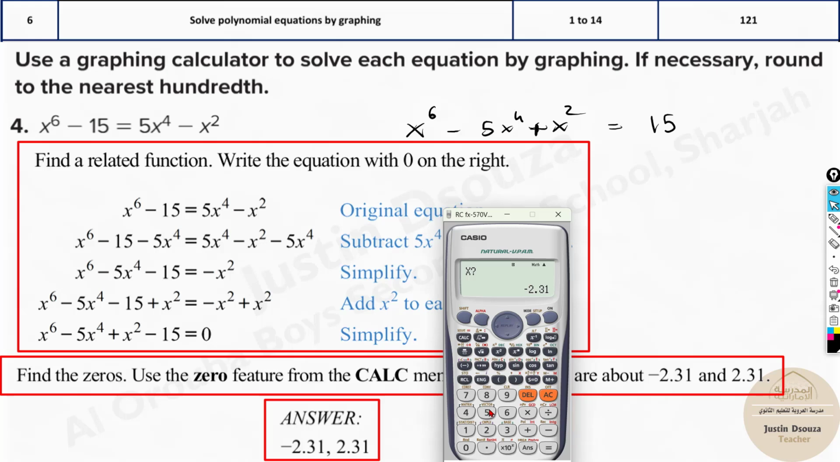I'm sure the other answers will be different. Now there might be 5.33. Now when I type 5.33, what's the answer? It's way off. Because there's power 6 and power 4, anything that will come close to 14.8 or 14.9, you must assume it to be 15. See, these are way off. Whereas only the correct answer will come very close. That is over here, either it's 2.31 or negative 2.31. These are the answers. I hope this is clear.